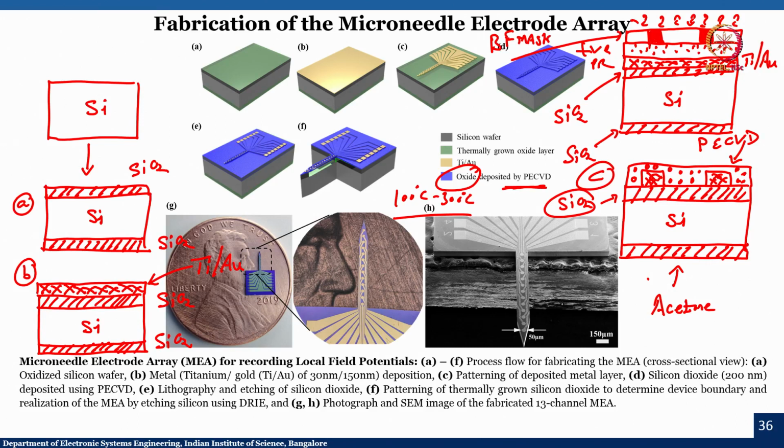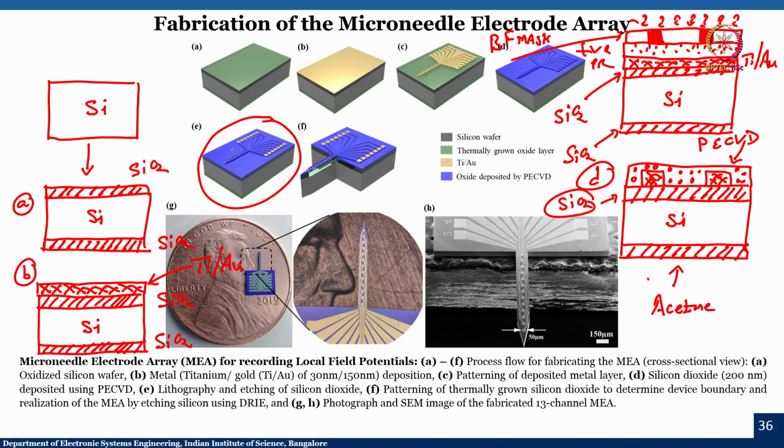Okay. So, after this, once you have this, what is the next step? The next step becomes very easy. Once you have this PECVD oxide, which is your D, this is your C, and then it becomes D, that means that PECVD oxide is there. What is the next step? We have to open the contact pads and open the recording electrodes.